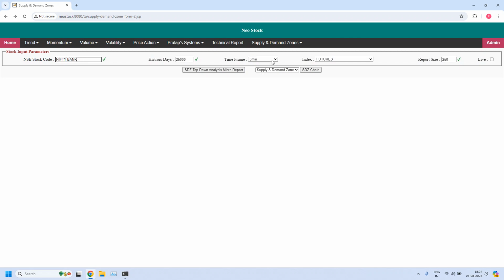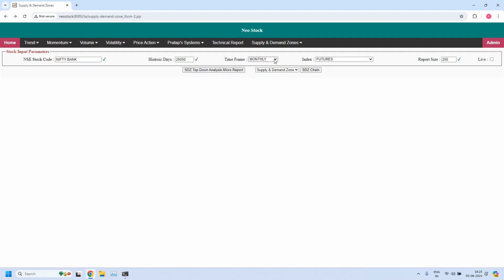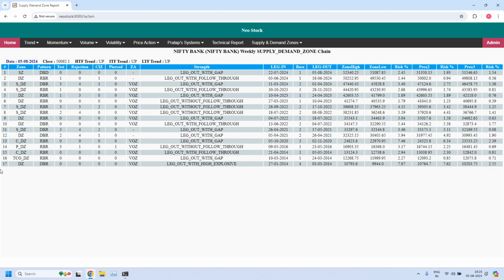So let me generate bank Nifty supply demand zone chain starting from monthly. So this is the monthly supply demand zone chain for bank Nifty. And the next time frame is weekly. Now I am generating weekly supply demand zone chain for bank Nifty.